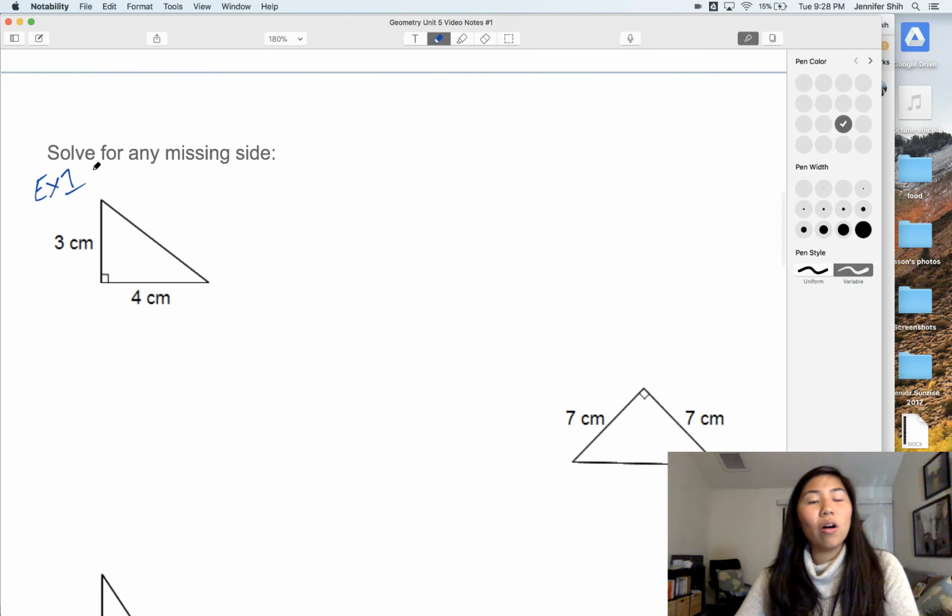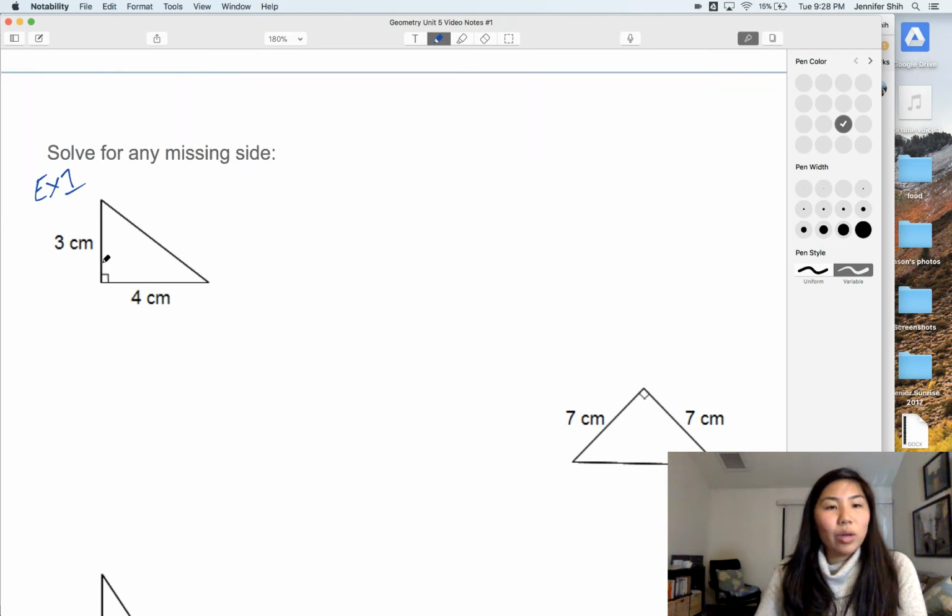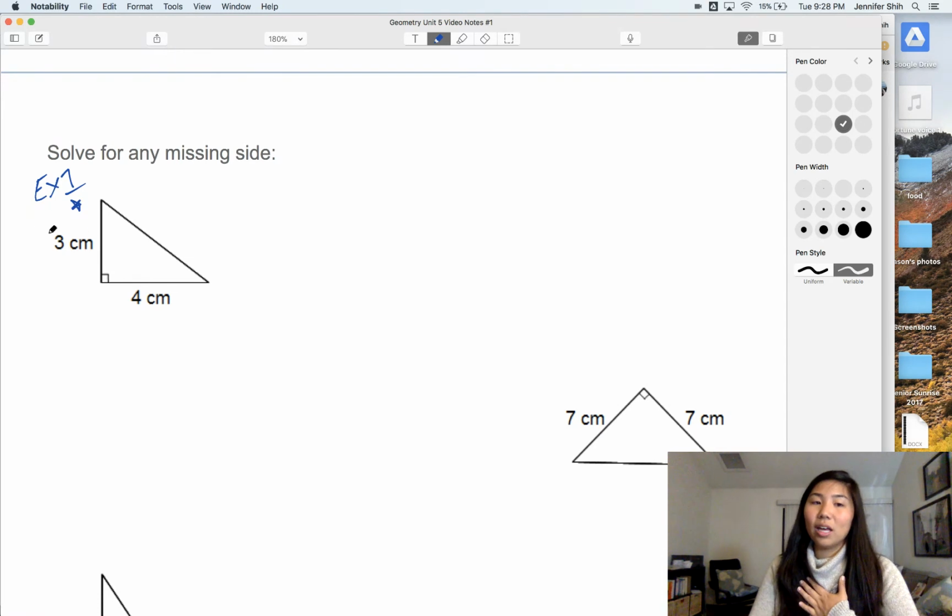Example 1, solve for any missing side. So we have a 3 and a 4, and we have this missing triangle. This is a special triangle. It's near and dear to my heart, and this is going to come up all the time because I'm not creative, and this is my right triangle of choice.